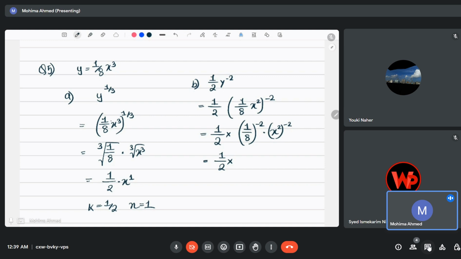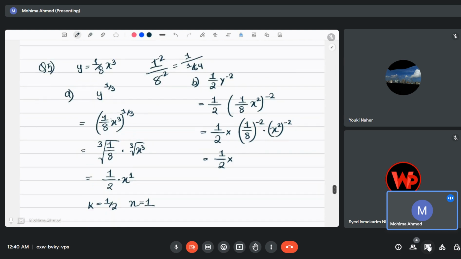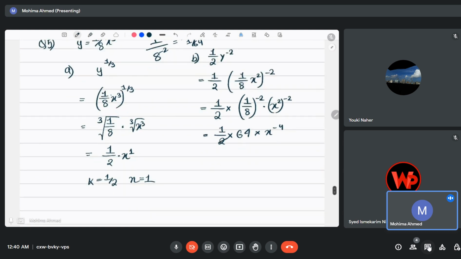When you do the calculation for 1 by 8 with the power of minus 2, you actually get 64, because 1 by 8 with minus 2, 1 becomes 1, but at the denominator you get 1 over 64. And now you have to invert the denominator and it will eventually be just 64. So we get 64 over here and x power minus 4. Simplify this with the half and make it 32. So 32 x power minus 4. You can keep your answer in this format or in fraction format, which is basically 32 over x power 4.